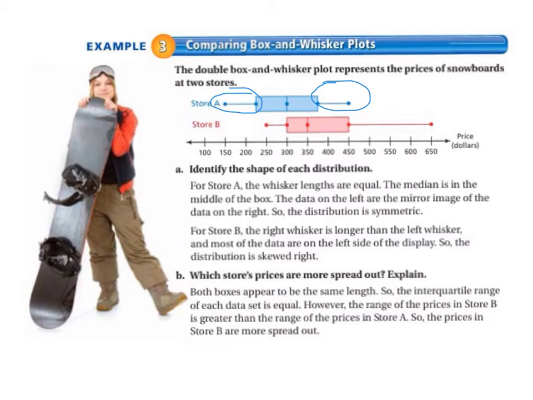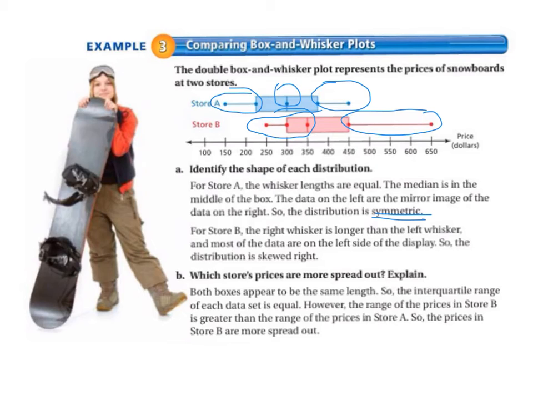The median is in the middle of the box. The data on the left are the mirror image of the data on the right. So the distribution is symmetric. For store B, the right whisker is longer than the left whisker. So that data is more spread out, and most of the data are on the left side of the display. So you can tell that most of the data are toward the left. So the distribution is skewed right.